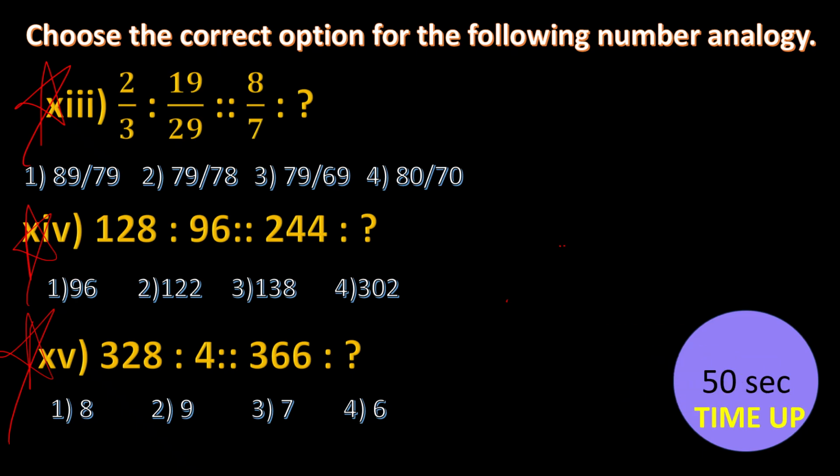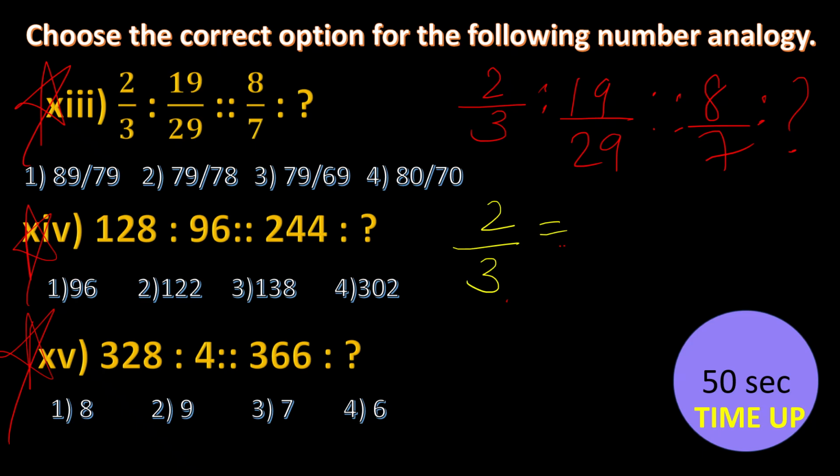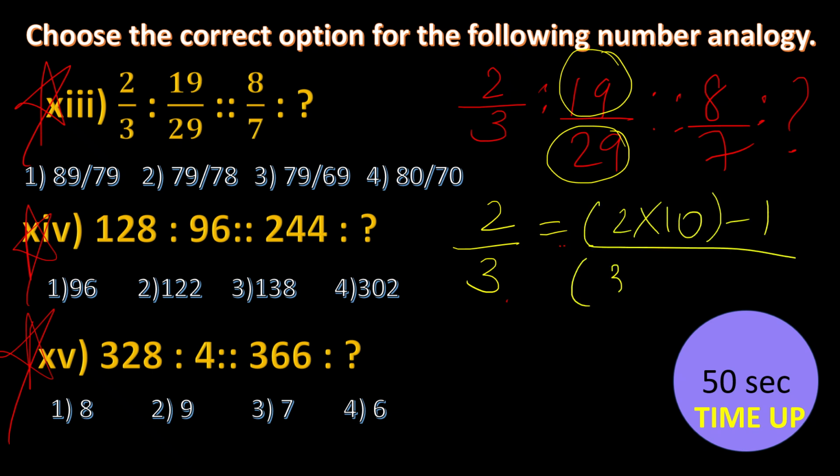Okay, time up, students. First one is what? 2 by 3, 19 by 29 you have. 8 by 7 gives you what? What's the logic here, do you think? 2 by 3. How will 19 and 29 come from 2 by 3? When you do 2 into 10 minus 1, 3 into 10 minus 1, you will get 19 by 29.